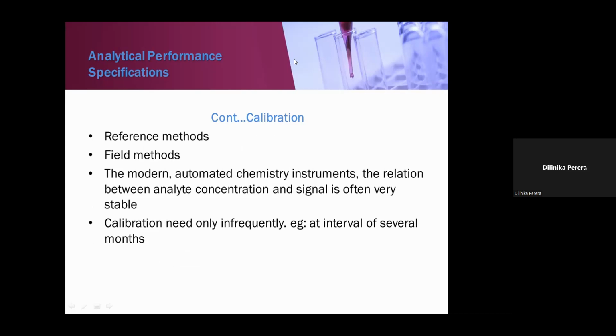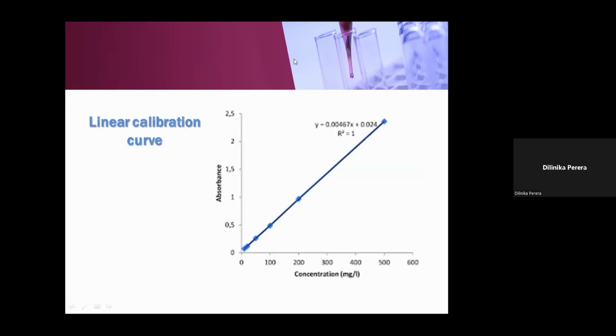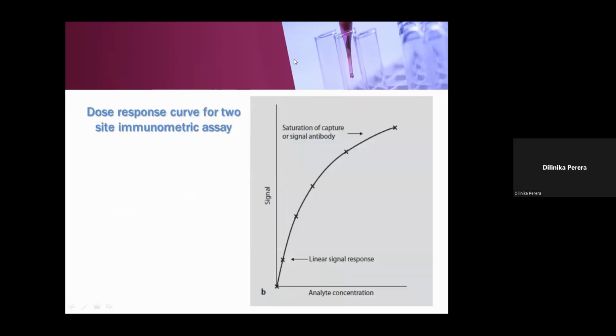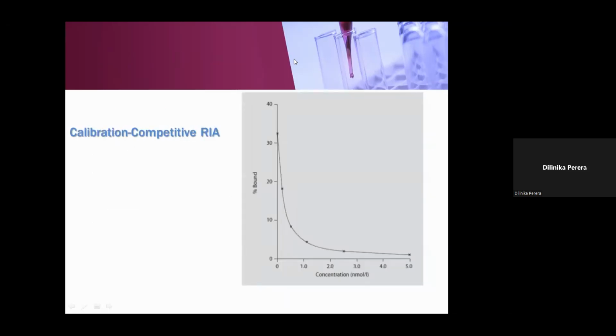But we have to keep in mind that when there is a failure of quality controls, or when you are using a new reagent kit lot, then depending on the situation, we have to perform calibration. But not always, when there is a quality failure, is there a calibration failure. So you need to find the root cause according to your problem. This is a linear calibration curve, this is the dose response curve for a 2-site immunometric assay, and this is the calibration of a competitive radioimmunoassay.